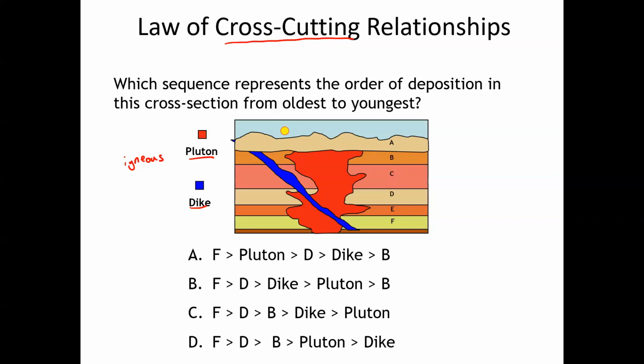So we're going to have to use the law of cross-cutting relationships. So if we're looking at this, we have F, D, C, B, all of those are cut by both the pluton and the dike. So since our answers are only dealing with F, D, and B, we know that it must have been F, then D, then B. And then the other two things happened. Now, what order did they happen in? Did the pluton form and then the dike? Or did the dike form and then the pluton? Well, we can see that the dike cuts across the pluton, so the dike must have been last. Must go F, then D, then B, then the pluton, then the dike. And then A cuts across both of those, so A would have happened last. Otherwise, this pluton and the dike would have cut across A.